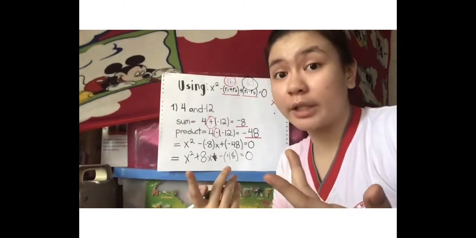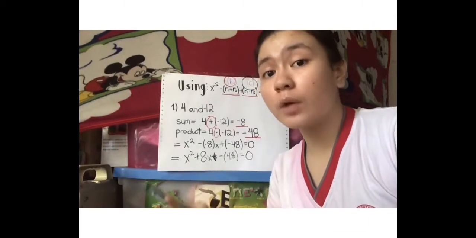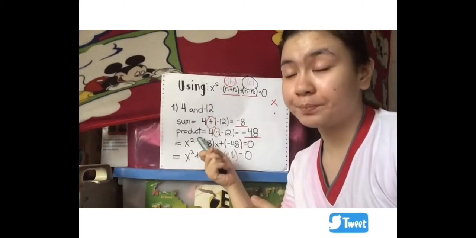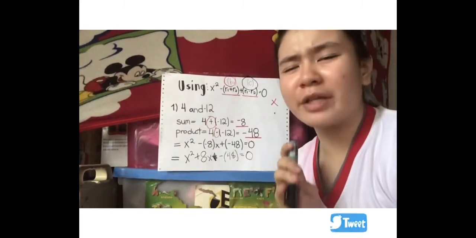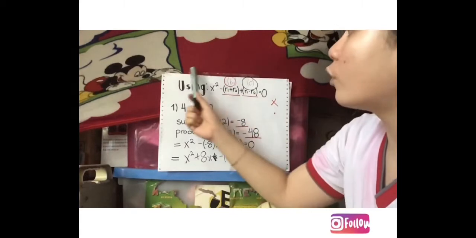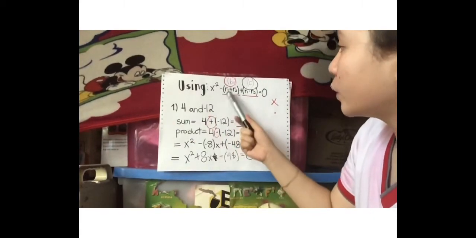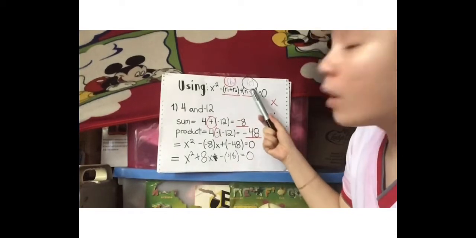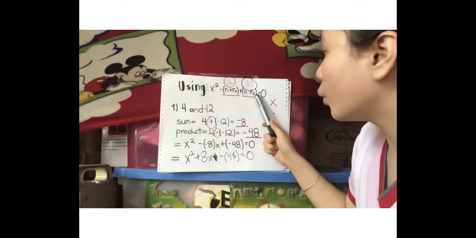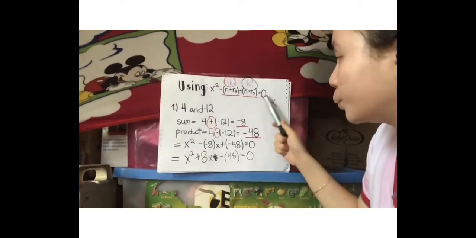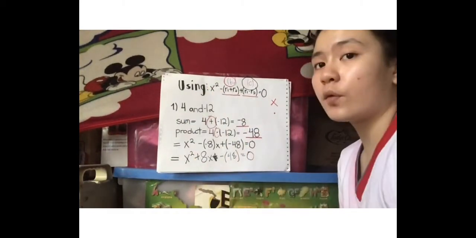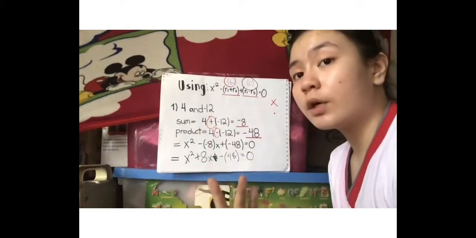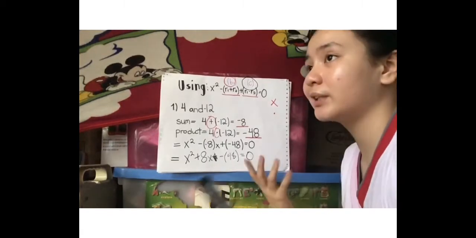Now, as I say from the title, we are going to be talking about deriving the quadratic equation by its sum and product. Now, what do I mean by sum and product? We rely on this formula: x squared minus (r1 plus r2) x plus r1 times r2 is equal to 0. This is the standard formula for getting the quadratic equation using the sum and product.